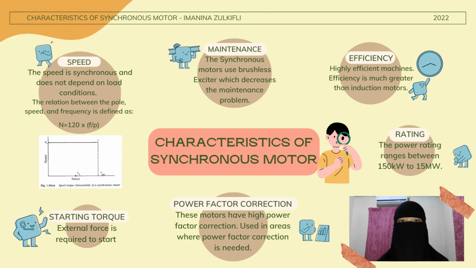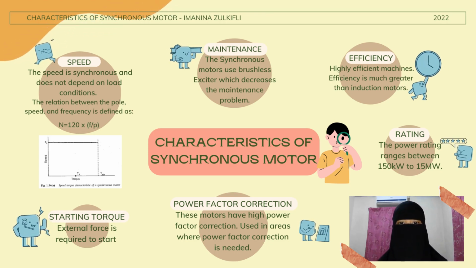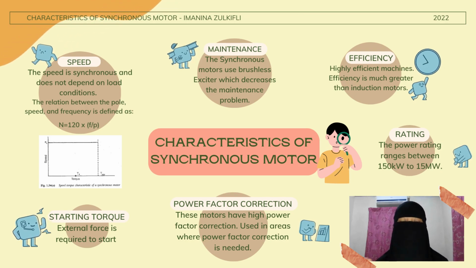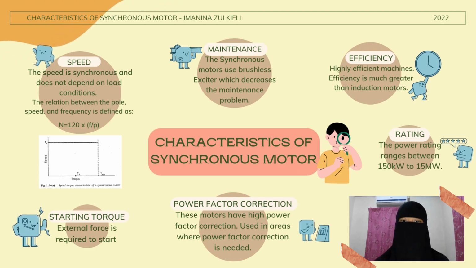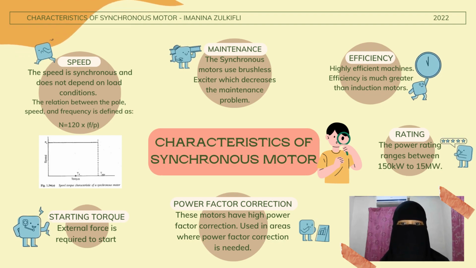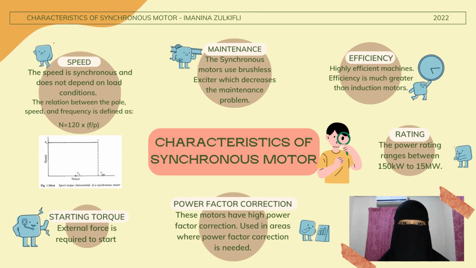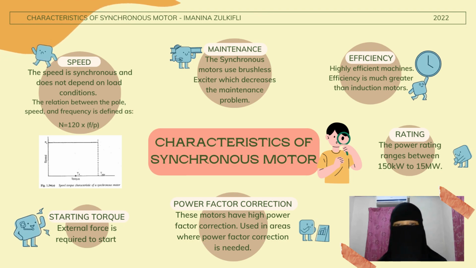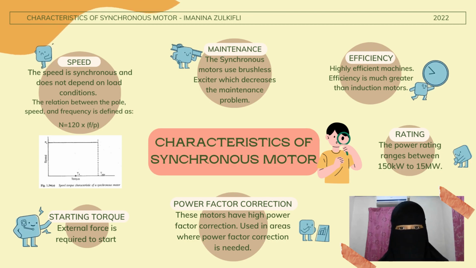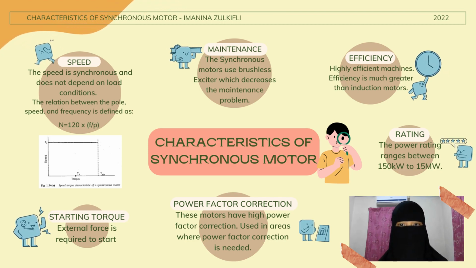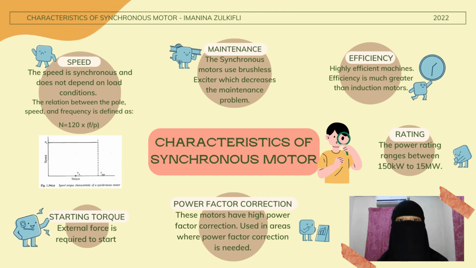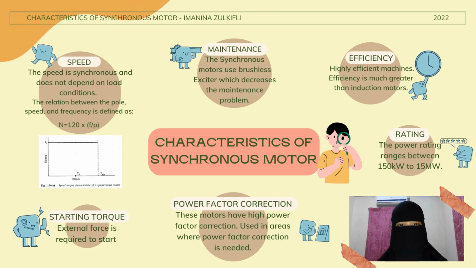Number 2, maintenance. The synchronous motors use a brushless exciter, which decreases the maintenance problem. A brushless exciter is a small direct coupled AC generator with its field circuit on the stator, and the armature circuit is on the rotor. The three-phase output of the AC exciter is rectified with the help of a solid-state rectifier.